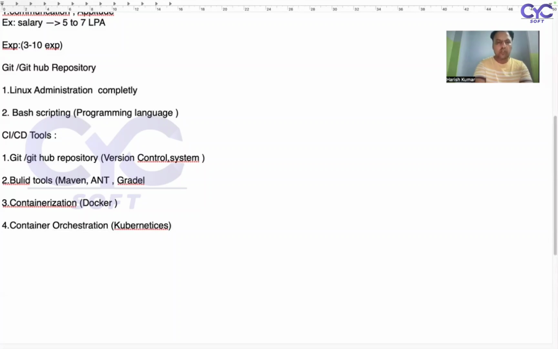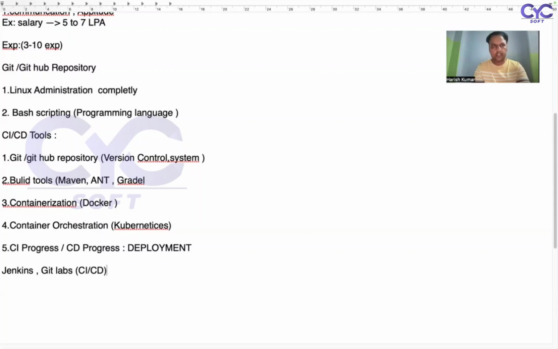Next, the fifth one is continuous integration and continuous deployment. For this, you need to work on deployments, using Jenkins and GitLab. Based upon CI/CD, we are working on the CI/CD pipeline.